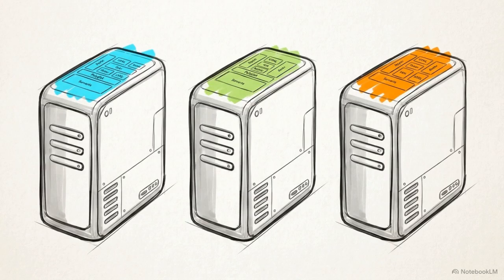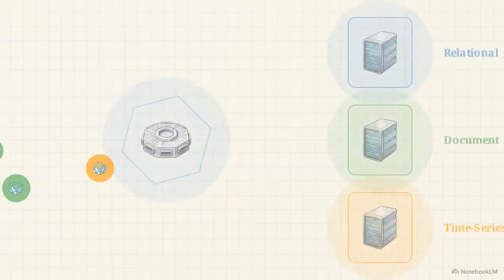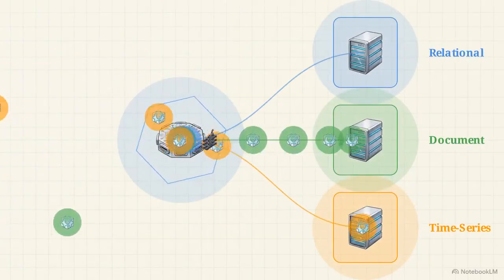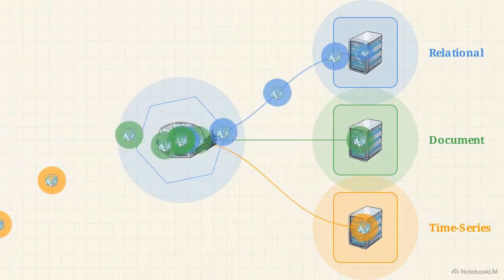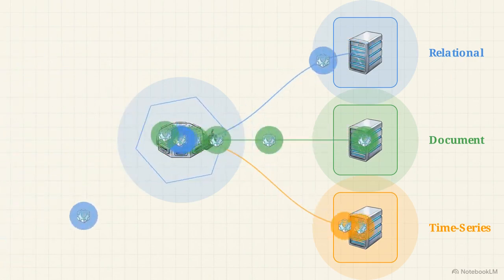The solution is an architectural pattern known as polyglot persistence. Instead of routing every workload through a single bottleneck, we deploy multiple database types within the same system, allowing the traffic to flow to the engine built specifically for its shape.